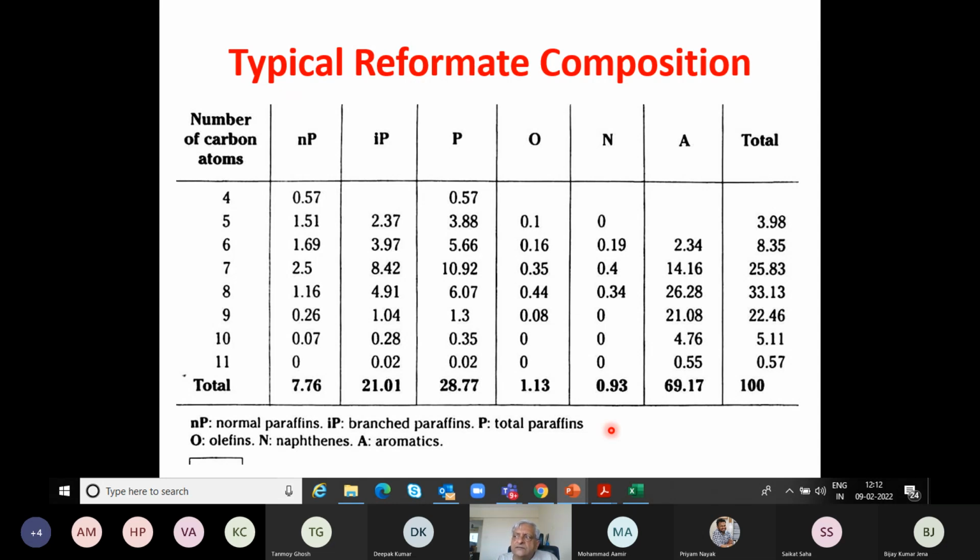So when I look at that, there are three major things. One is the aromatic content, the second is the naphthenic content, and the third is the isoparaffinic content. From these three, you can actually figure out whether this particular stream is coming from a reformer. The isoparaffin to paraffin ratio is almost like 3. And olefin, forget about olefin. Olefin is produced, but it's not that significant.